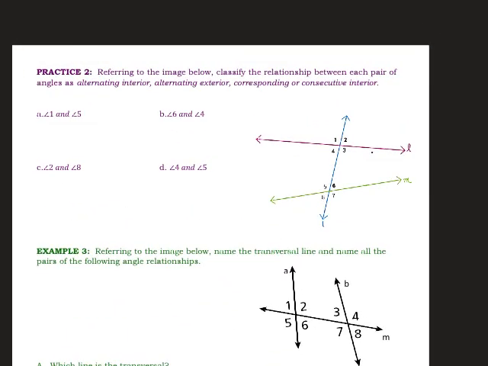All right, interiors and exteriors. That should always be the very first thing you do. These are your interiors, and these are your exteriors. Kaden, we're looking at 1 and 5. What did you call that set? Corresponding. Awesome, corresponding. All right, the next one we're looking at is 6 and 4. Cameron, what did you name that one?